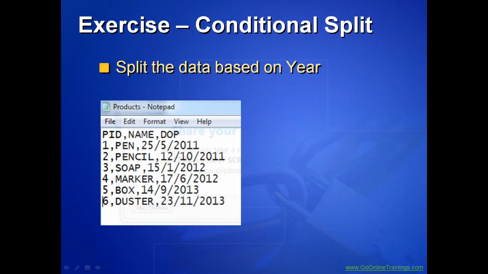We will be doing demos on that. Split the data based on the year. So I have the date of purchase, product ID, product name. I would like to store 2011 data in one table, 2012 data in one more table, maybe available on one more server, and 2013 data in one more table on one more server. I would like to split the data based on the year and send it to multiple servers and multiple tables. If that is the case, go for the conditional split transformation. You can apply it on any column.